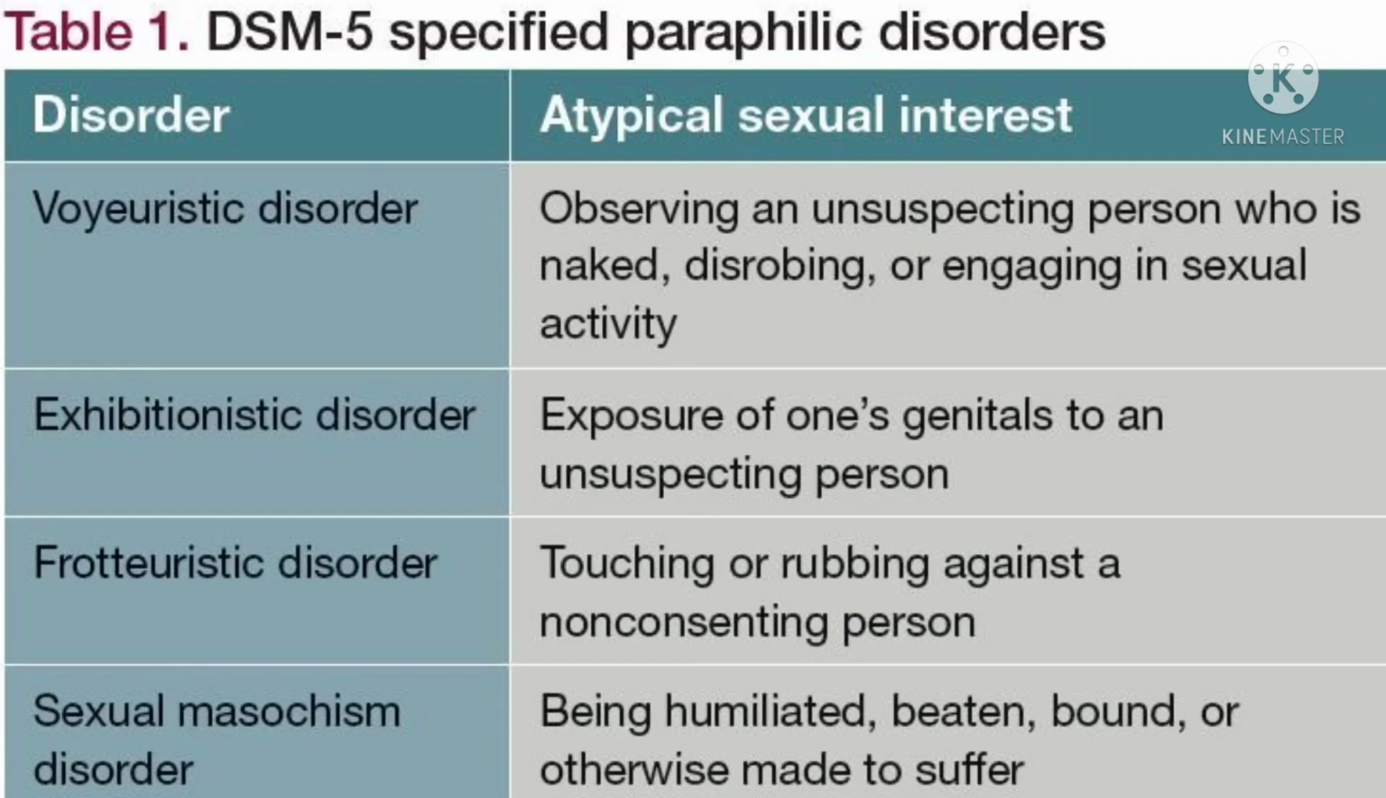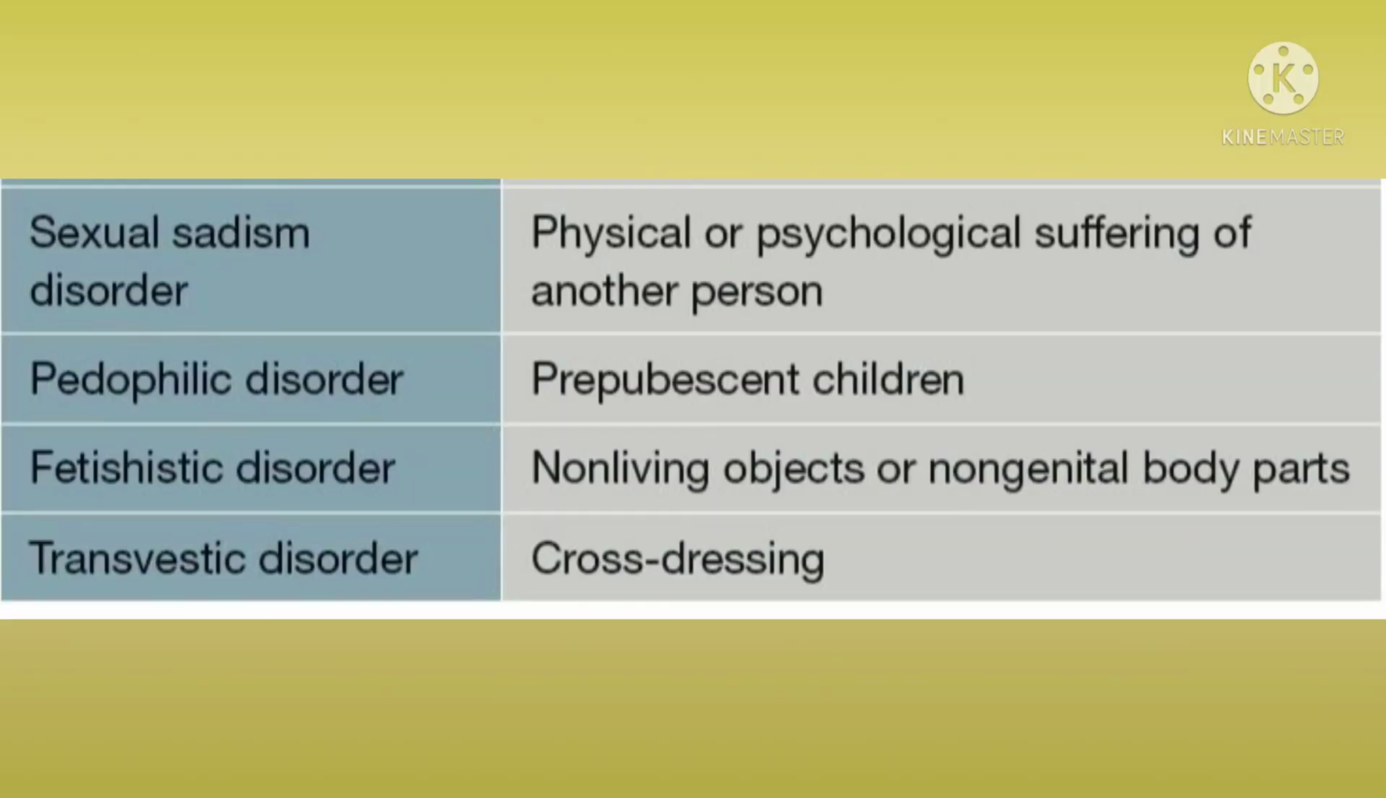Next is sexual masochism, that is being humiliated, beaten, bound or otherwise made to suffer. Self-humiliation is sexual masochism. Next is sexual sadism disorder, that is physical or psychological suffering of another person. Next is pedophilic disorder, that is pedophilia. It is sexual activity with pre-pubertal children. And the last one is transvestic disorder, that is cross-dressing, wearing opposite sex clothes for sexual excitement.